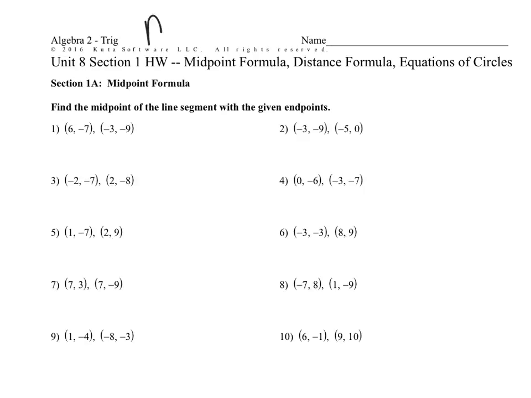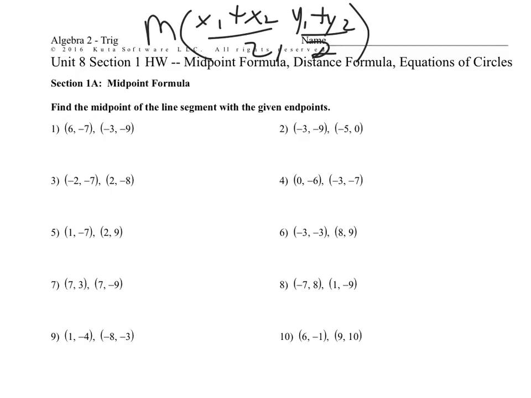I have this on your blue reference sheet, but the midpoint given two coordinates is x1 plus x2 divided by 2, and then y1 plus y2 divided by 2. And it's a coordinate. So we're finding the middle of two endpoints basically. So we'll do number 1 here.